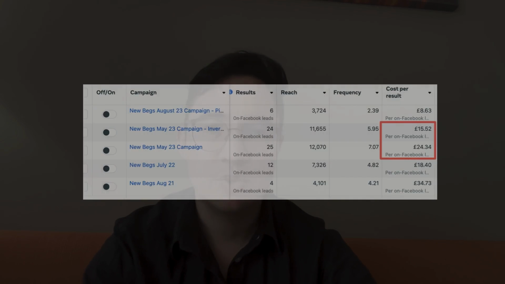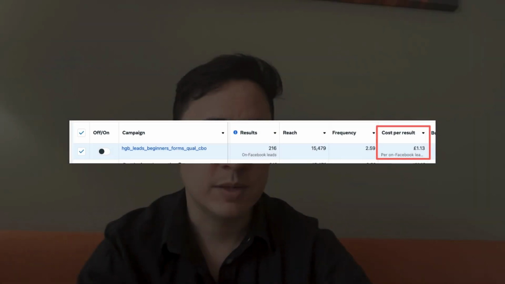Hey, so did you know it is actually possible to generate cheap and good quality leads on Meta ads? Today I'm going to share with you a three-part framework on how to do that, to help me take one client from about £15 a lead down to £1.50 a lead. I think even cheaper than that.